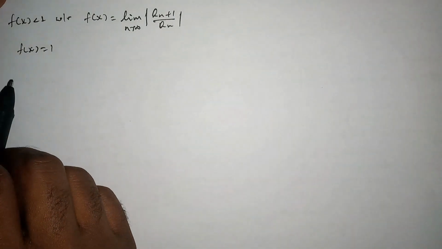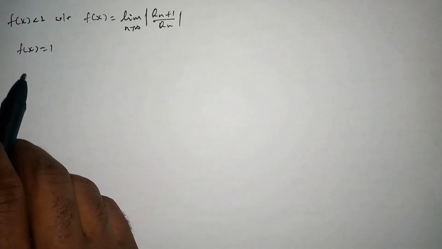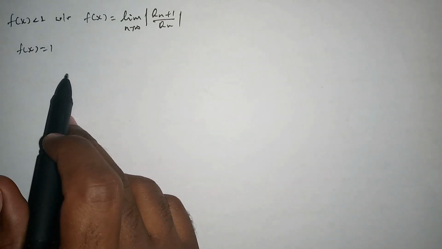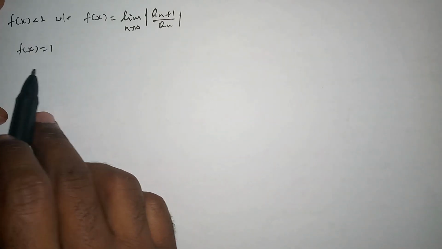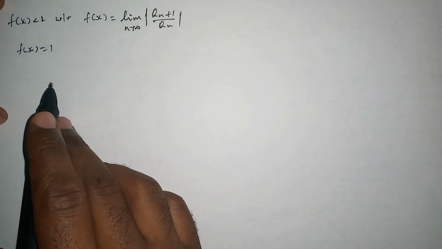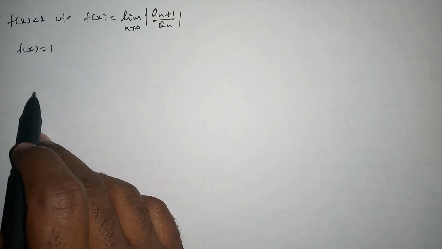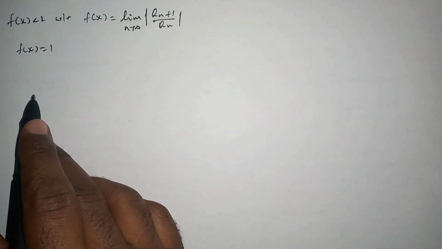Welcome to Pi Engineering. In our last session, we saw the definition of the power series, some of its examples, and how to find the center of the power series. In this section, we will see how to find the radius of convergence and the interval of convergence of a given power series with an example.